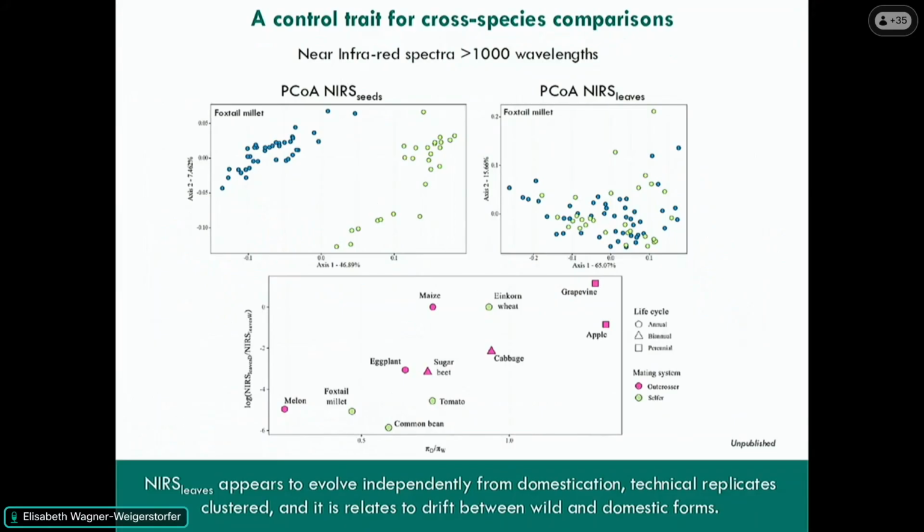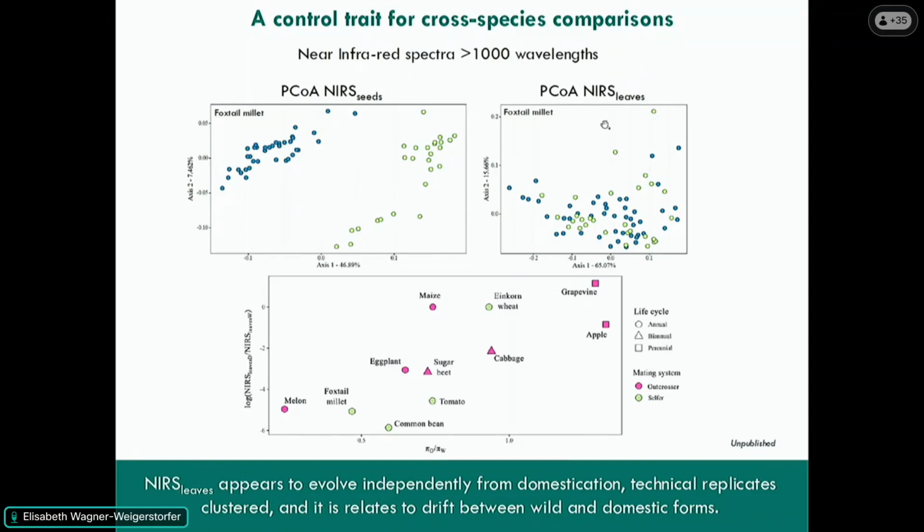That is written in the form of a spectra containing over 1,000 wavelengths, okay? So if we use this technology on seeds, which is an organ that is often targeted by domestication, and then you use the spectra to perform multivariate analysis, you can distinguish very well the domestic from the wild form, for example here in foxtail millet. This is because seeds are often targeted by domestication.